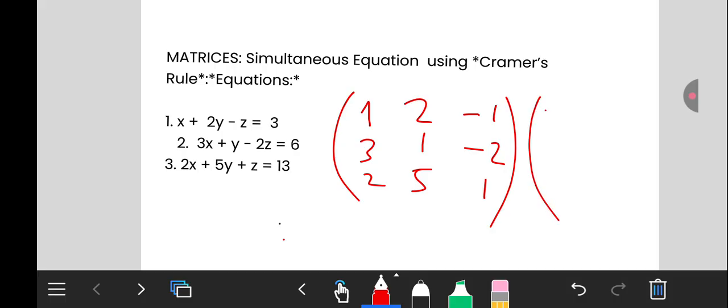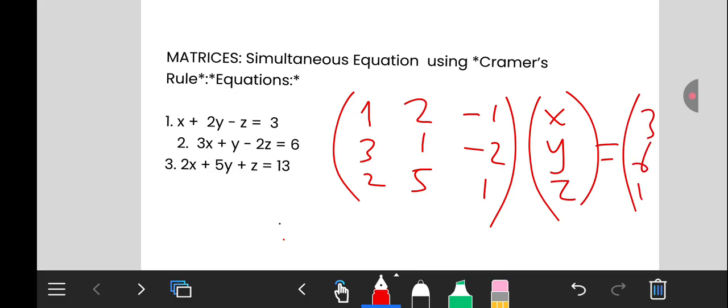Then we'll distribute these x, y, z in this column. Then we'll have is equal to 3, 6, and 13. Like that. So the first thing we need to do here is to find the determinant of this original matrix. So this is what we get to do. The matrix is that, so let's find its determinant.